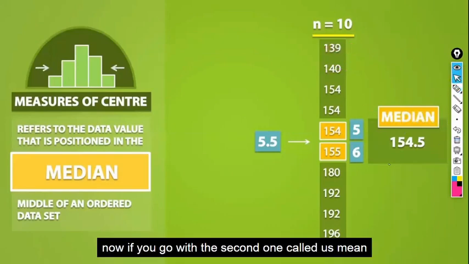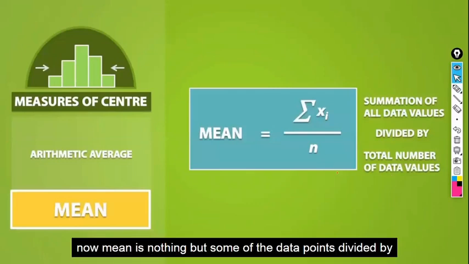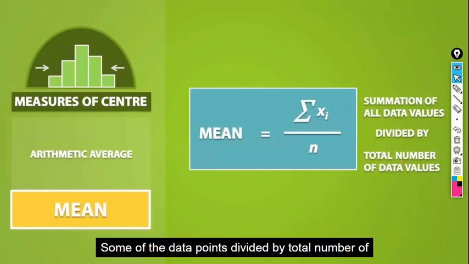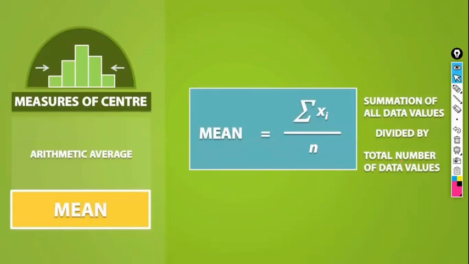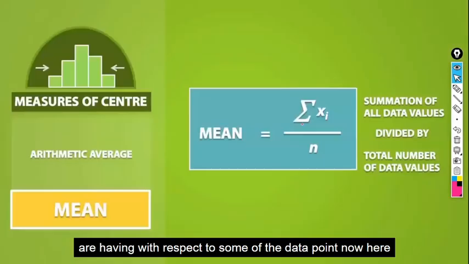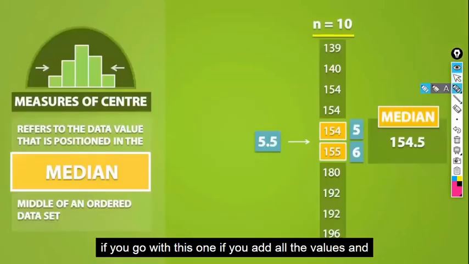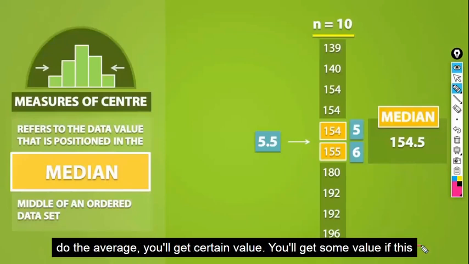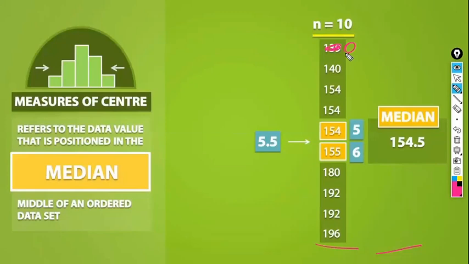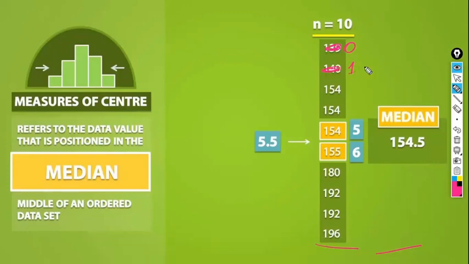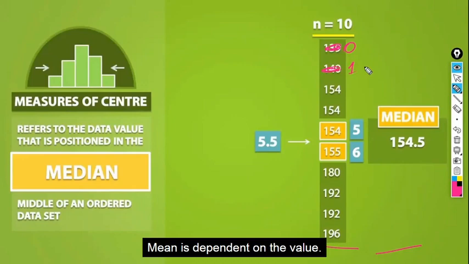Now if you go with the second one, called mean. Mean is nothing but the sum of the data points divided by the total number of data points. If you add all the values and do the average, you'll get a certain value. If this value changes, automatically the mean will change. Mean is dependent on the value.